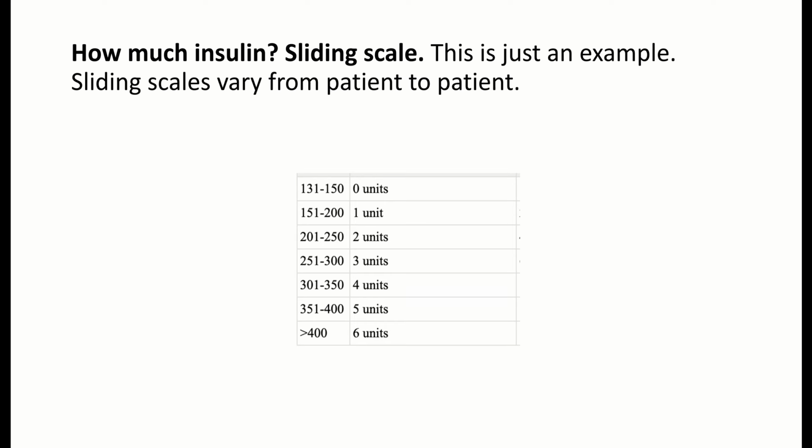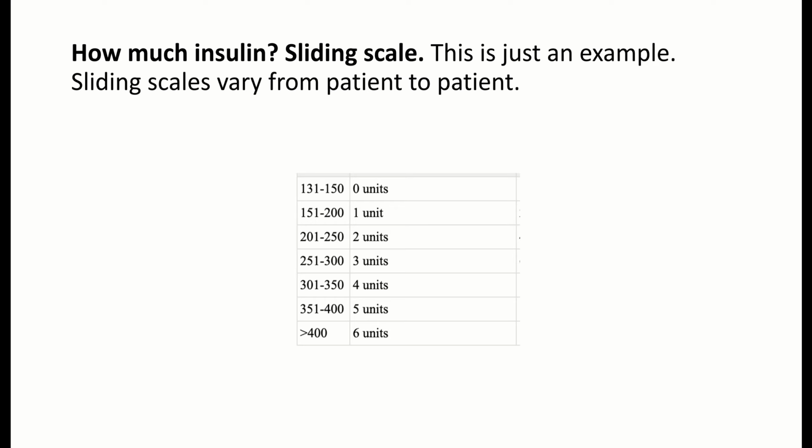This is just an example of a sliding scale. Sliding scales vary from patient to patient, but this one is an example. Remember in lecture 4, we said that AccuCheck is done 4 times, specifically before each meal and at bedtime.